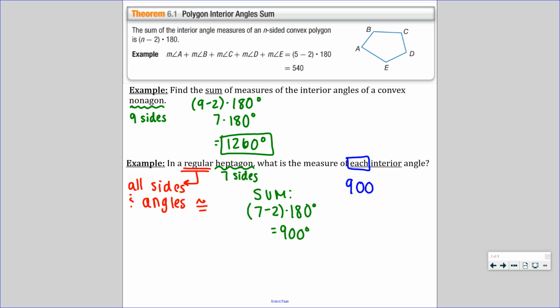I'm going to take my total, 900, divided by how many sides I have, which is 7. So each of those, because it is regular, we can do this. Each of them is going to be 128.6 degrees. Not too bad.